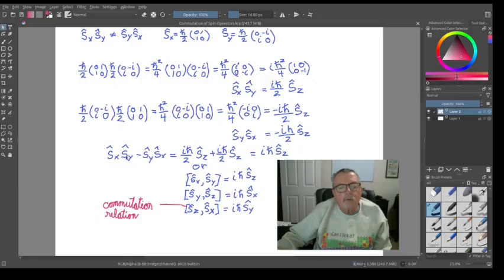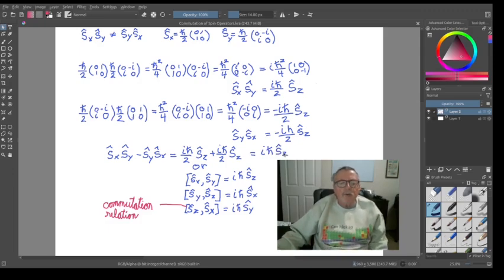If we lump all these things together and subtract them, then we get an i h bar minus a minus i h bar, and that gives us i h bar Sz. So it comes out nice and cute. If we want to compute the others, this is what happens. And you're welcome to try those yourself. It'd be good practice. This little symbol where we have a bracket and two items with commas, that is a commutation relation.